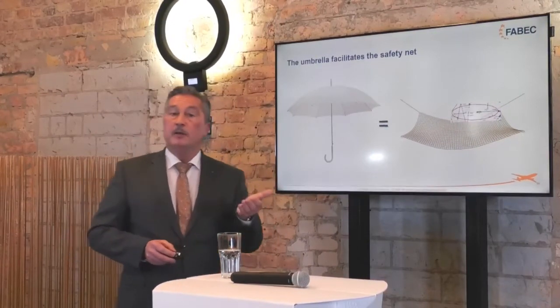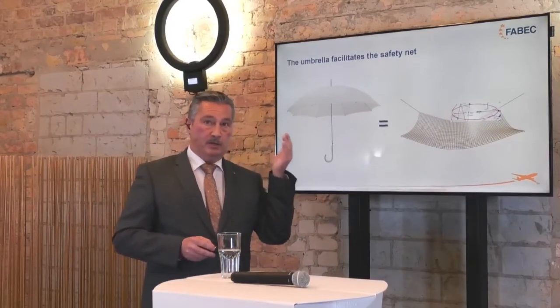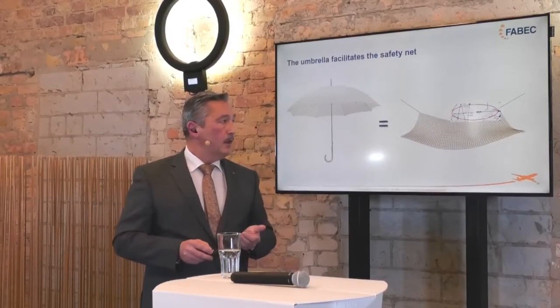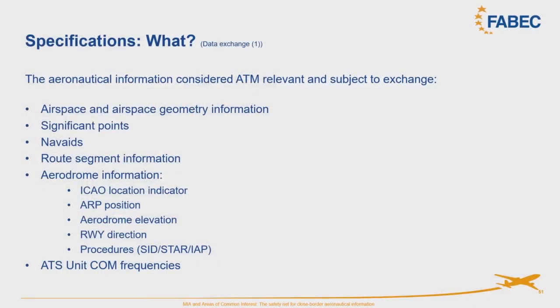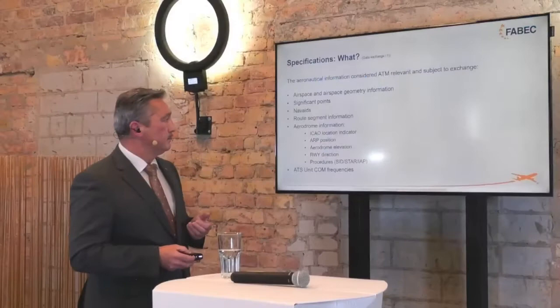Where is defined by the information request areas that we discussed earlier. Which data is involved? That's, in fact, typical AIXM data, which we thought is ATM relevant. Airspace and airspace geometry information, significant points, navaids, route segment information, and so forth. So that's the what. So whenever data is changed in an IRA, then you have to take action in there and inform your neighbor on this.